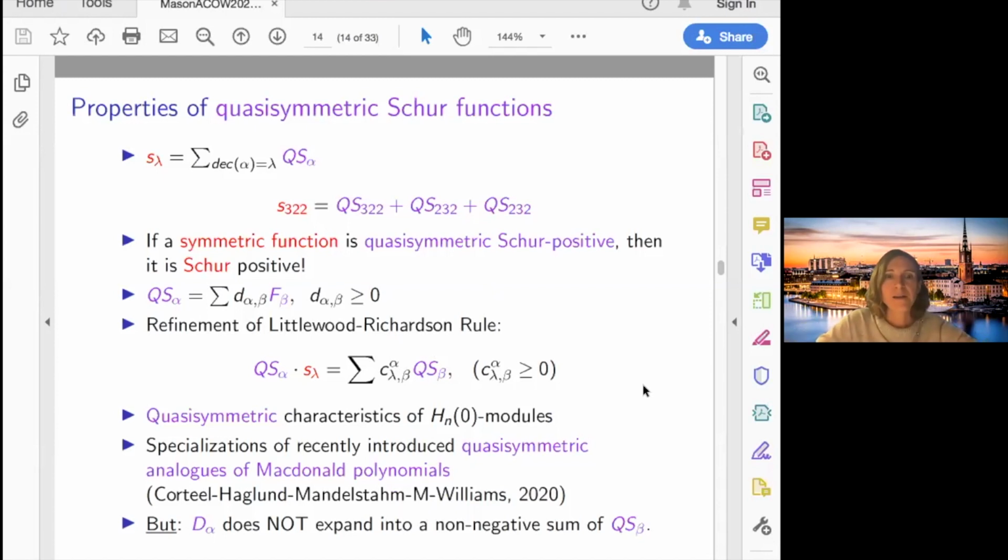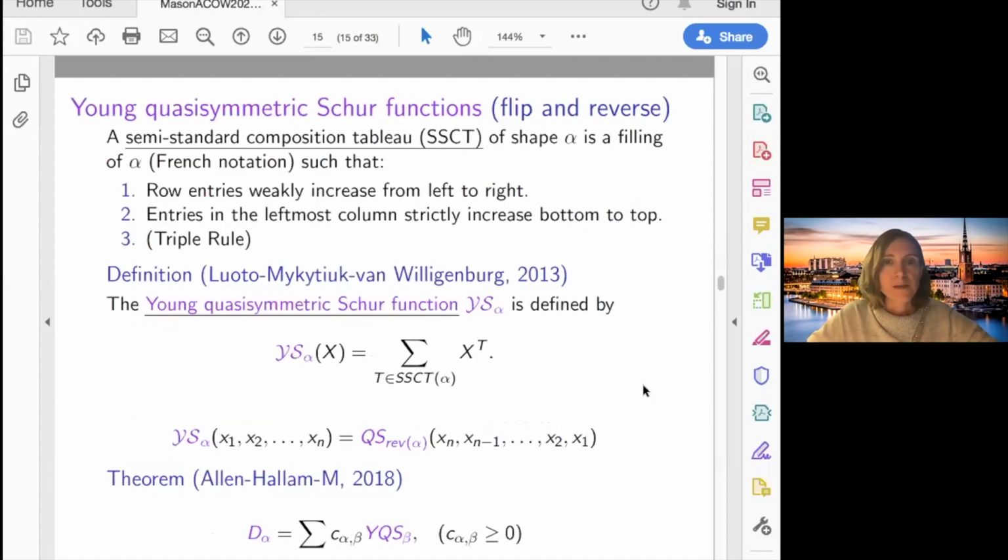They are specializations of recently introduced quasi-symmetric analogs of Macdonald polynomials, but they don't play nicely with the dual immaculates. So trying to write the dual immaculates in terms of quasi-symmetric Schurs doesn't yield anything nice. So here's where the flip and reverse picture, which is this Young and reverse families, comes up. The Young quasi-symmetric Schur functions can also be defined as generating functions of certain tableaux.